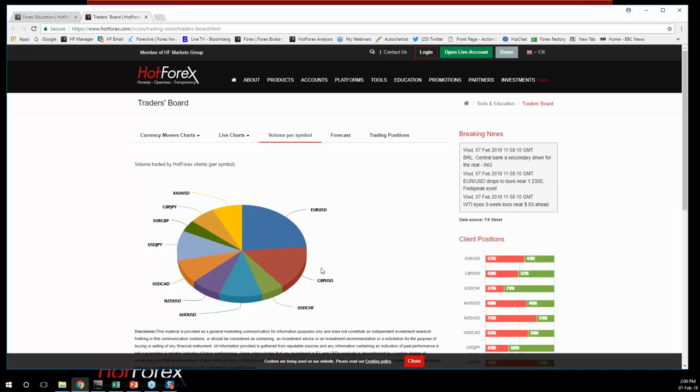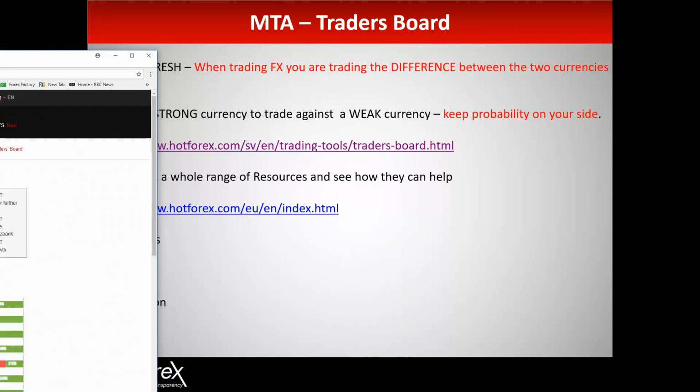So this is our traders' board, the trading volume of trades that are going through. Jonathan, who actually specifically asked for it, he's not actually here. So Jonathan, email me if you've got any queries on that as well.